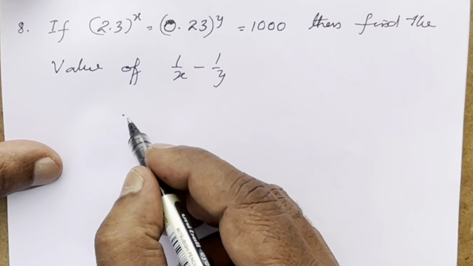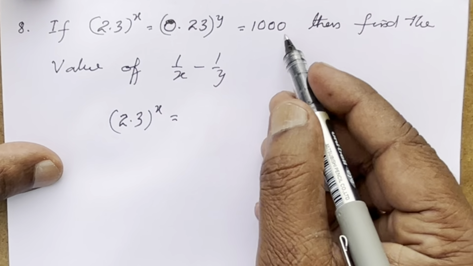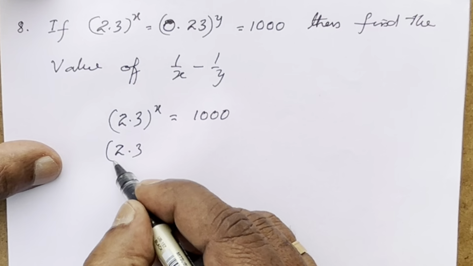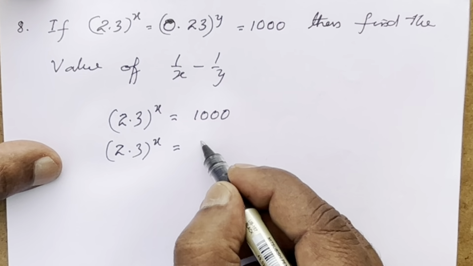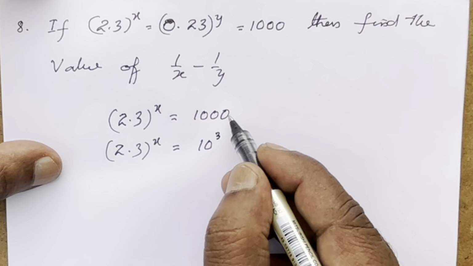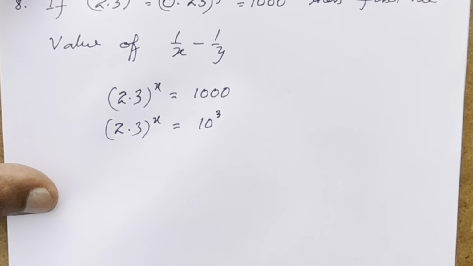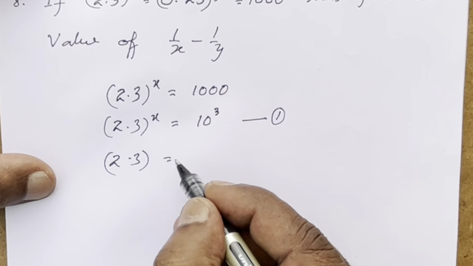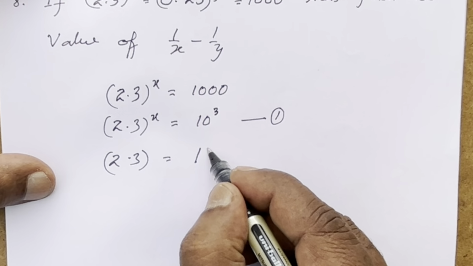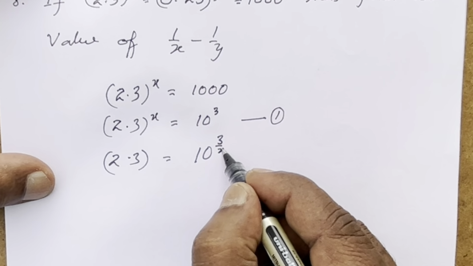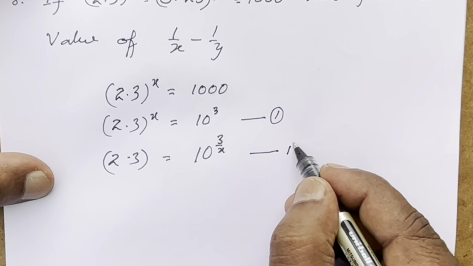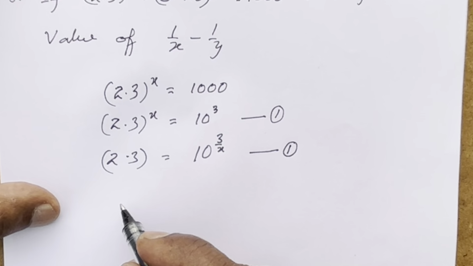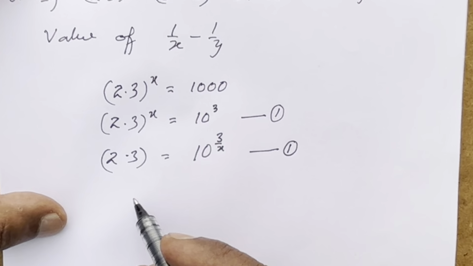First of all, I will take 2 to the power of 3 to the power of x is equal to 1000. Then 2 to the power of 3 to the power of x is equal to 10 cube. I am converting 1000 into 10 cube. Next, the 2, I am sending the power of 3 to the other side, 10 to the power of 3 by x. This is going to be considered as equation 1, not the above one. This is equation 1.